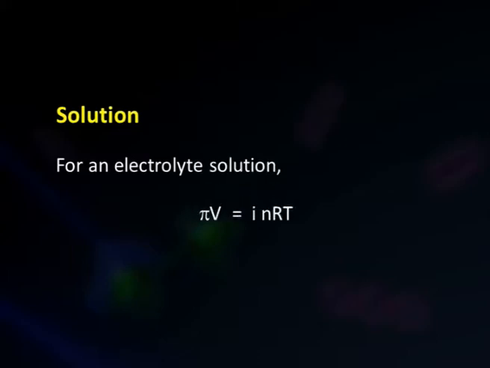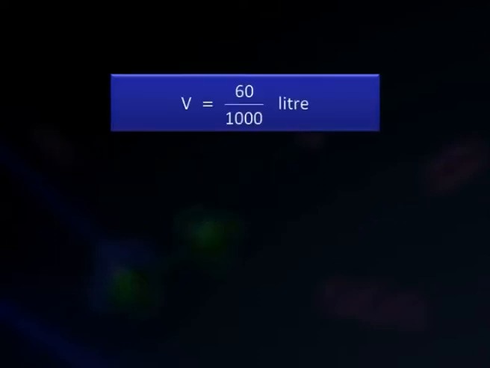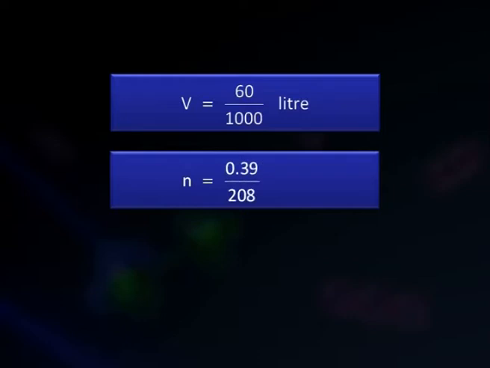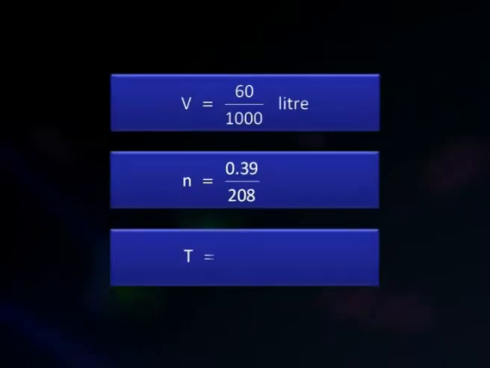0.6. For an electrolyte solution, pi V will be equal to i n R T, where i is van 't Hoff factor. Volume is 60 ml, hence it will be equal to 60 upon 1000 liters. Number of moles will be equal to weight upon molecular mass of barium chloride, that is 0.39 upon 208, and temperature is given as 288 Kelvin. Now we have to calculate i first.